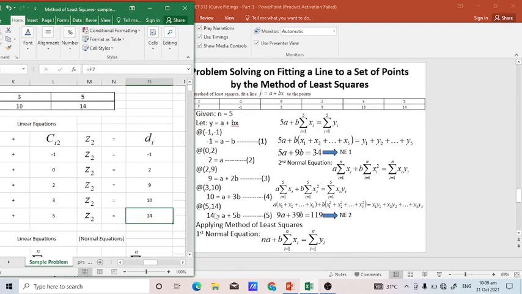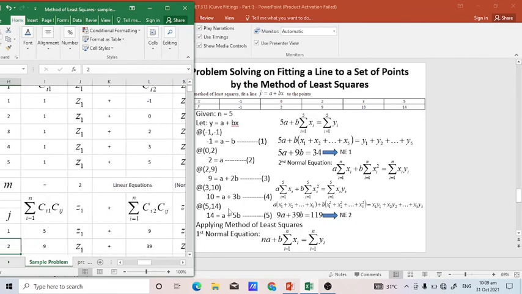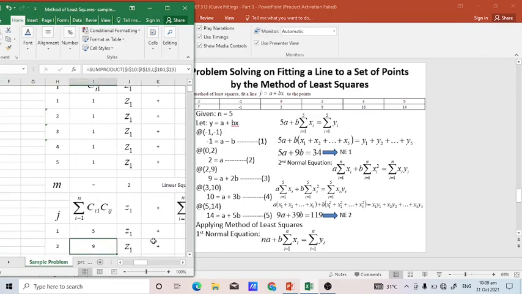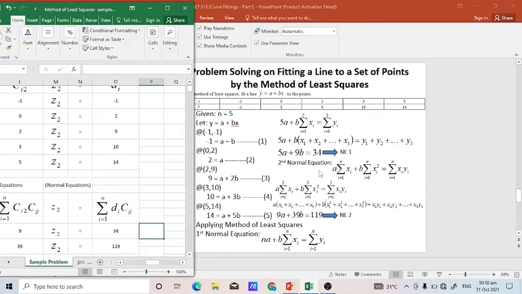Equals 14. Ayan. Tapos, ito. So, dahil meron ka ditong, so meron ako ditong a summation xi from I equals to 1 to 5 plus b summation xi squared from I equals to 1 to 5 equals summation xi yi from I equals to 1 to 5. So, in-apply ko siya dito. No?